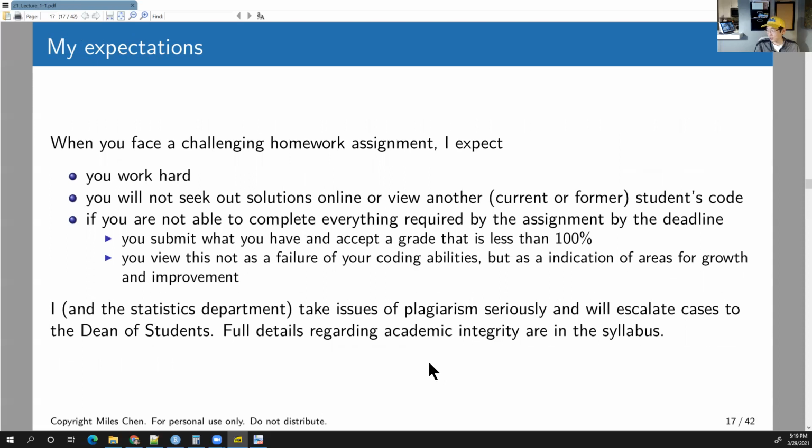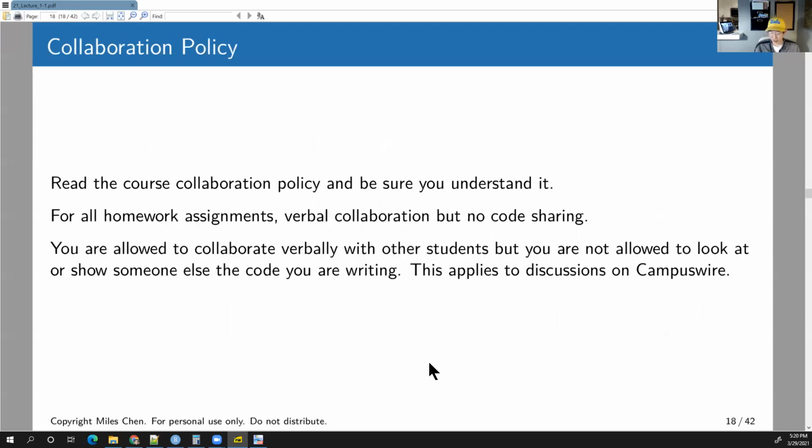Okay, so my expectations are that you're going to work hard and that you're not going to seek out solutions from online or from another student. Okay, and I also want you to be okay with the idea of submitting something that isn't 100% correct. Do your best, and if you're not able to figure it all out, submit what you have. Submit your thing that's not 100% correct. You're not going to get 100% on the assignment grade, but you can be proud of what you submitted. Okay, and I do take issues of plagiarism and academic integrity seriously, and so if students are caught, we'll have to refer them to the dean of students, and it's not a process that I enjoy. In fact, I very much want to avoid that. So please don't do that.